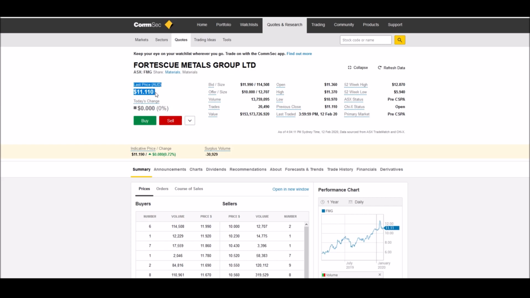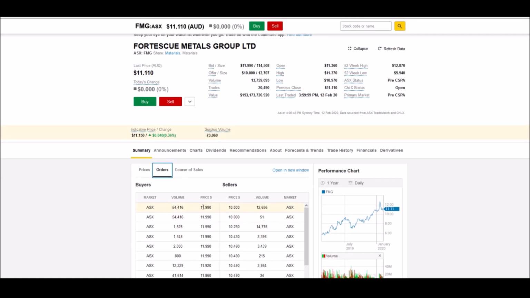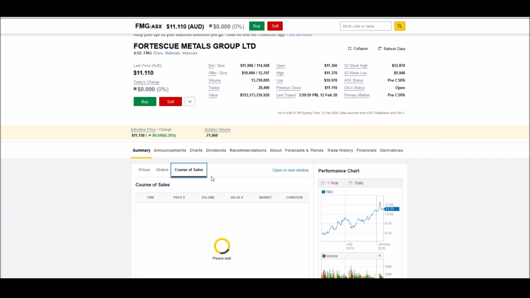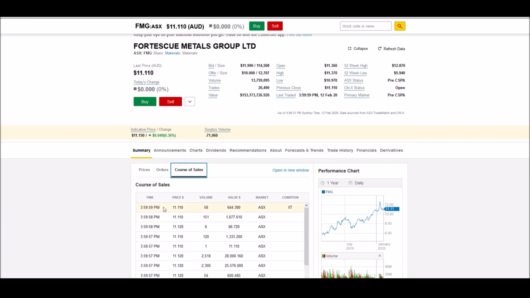Now the auction ends at 4:10 in the afternoon. So that means whatever the orders are will be balanced out at 4:10 and they'll all be executed. If I hit refresh, we can see the price has changed to $11.15. No orders have actually gone through, and we can see in the course of sales that no orders have gone through. So the final trade of the day was $11.11 for $644, 1 second before 4 p.m.